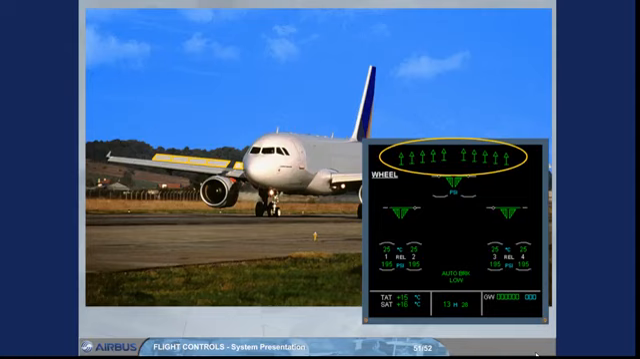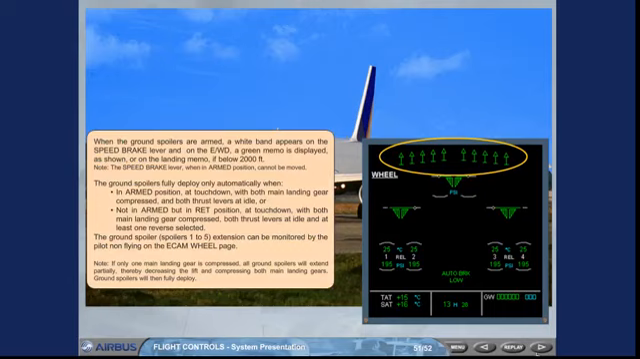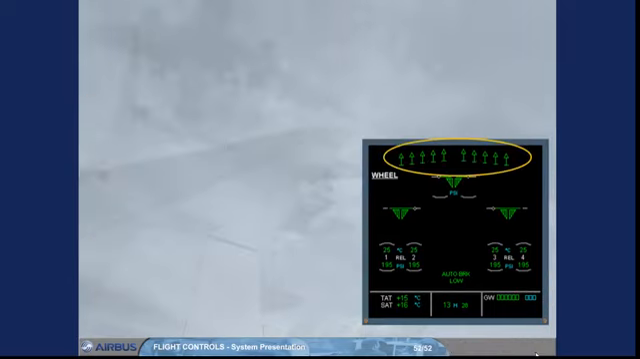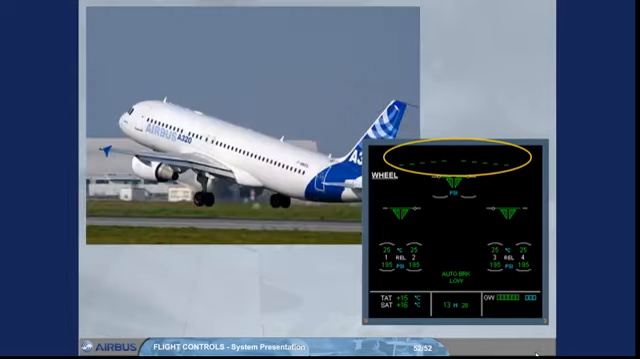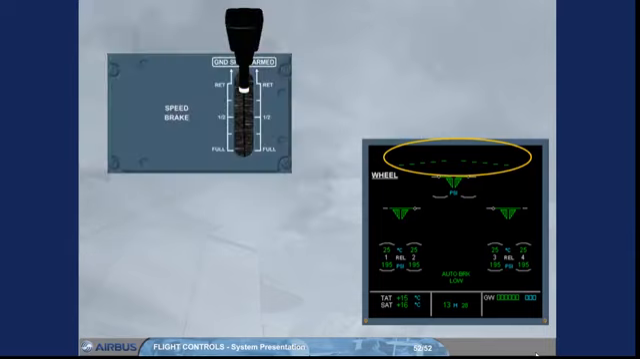Note, if only one main landing gear is compressed, all ground spoilers will extend partially, thereby decreasing the lift and compressing both main landing gears. Ground spoilers will then fully deploy. The ground spoilers retract when at least one engine thrust is no longer at idle, for example for go-around, or after landing, when the speed brake lever is pushed, or with the speed brake lever not in armed when the reverse is no longer selected.